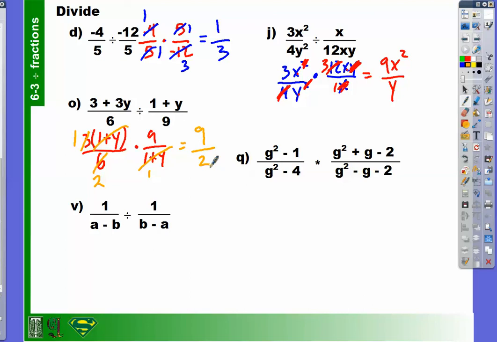All right, Q gets a little more complicated. Now we have polynomials in all 4 spots. So right now, if you're a boy, I want you to factor everything in the first fraction. If you are a girl, I would like you to factor everything in the second fraction. And by the way, this is a division symbol here. Make sure that's a division symbol.